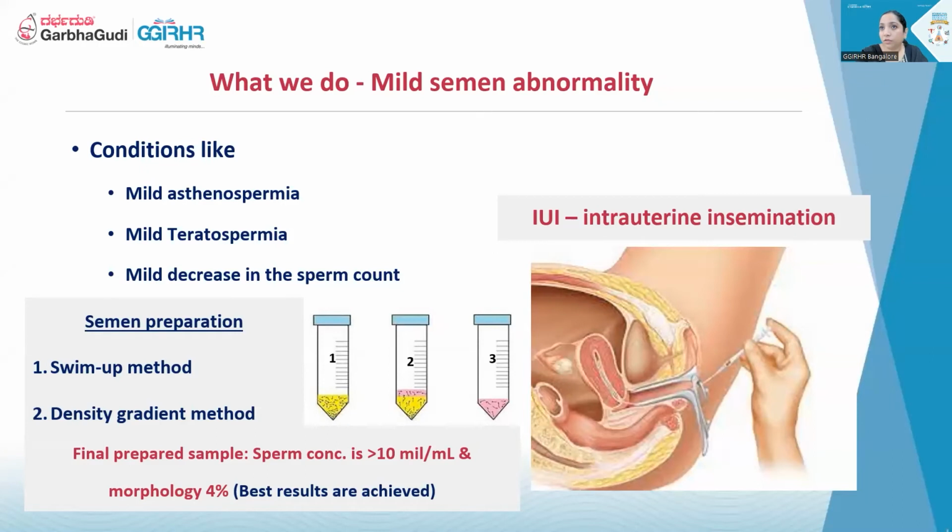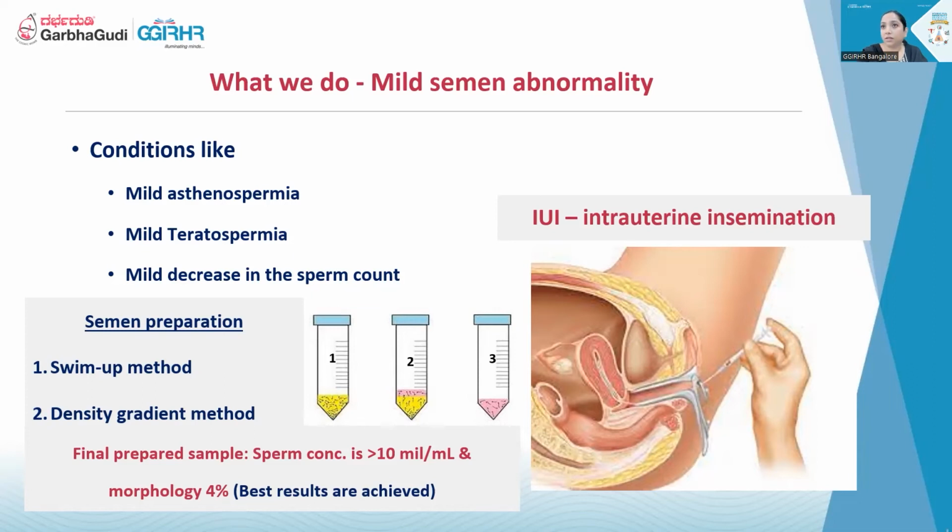Here, viscosity will play a role. If the viscosity is high, then maybe this will not work out. You need to do a density gradient. Or if the total motility is good enough, for example 60%, but the rapid is less than 30% or so, then again the swim-up method will not help. A density gradient method is much more beneficial. So knowing the different classes of motility and the count will help you decide the treatment as well as the washing procedure. It will help the andrologist and the embryologist decide which method would be better for these patients.